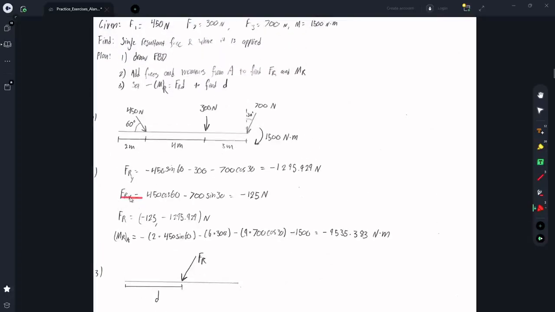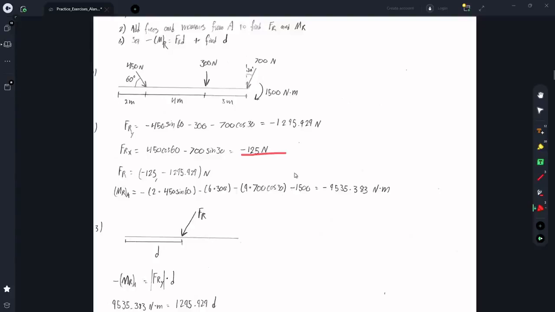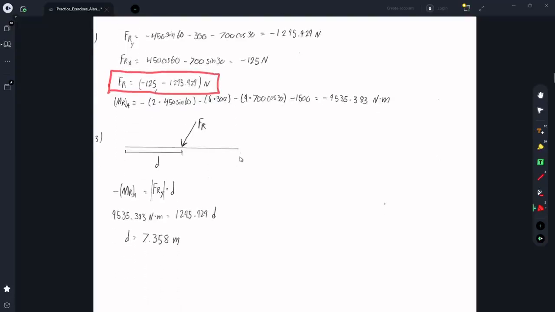So I did the same thing in the x direction, using cosine instead of sine. For this force, this one has no x direction, obviously. And this one I can just use the sine of 30, and I get negative 125 newtons. So putting these two together, this is technically a vector in Cartesian form of the resultant force.